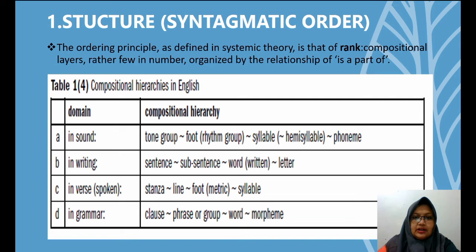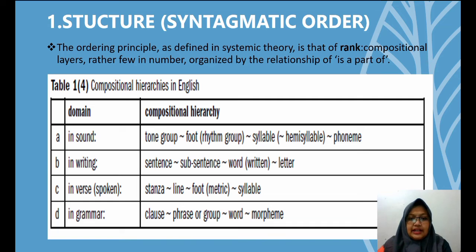First, structure or syntagmatic order. The ordering principle as defined in systemic theory is that of rank: compositional layers, rather few in number, organized by the relationship of part of. Look at table 1.4, compositional hierarchies in English. There are four domains: in sound, in writing, in verse or speech, and in grammar.